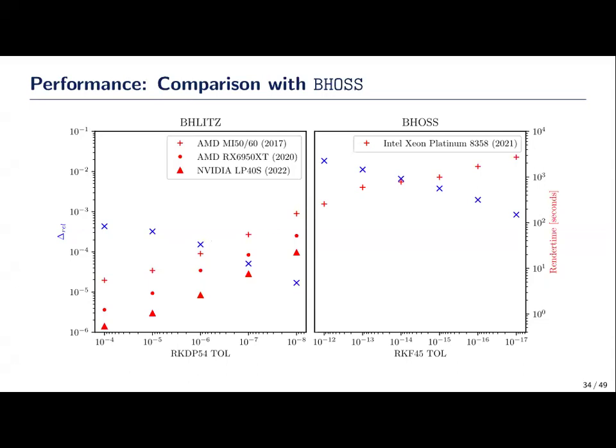Maybe a nice result is the speed up in comparison to the CPUs that we used in this case, Intel Xeon Platinum CPU from 2021. It was difficult to get this plot right because I just realized I need to explain the tolerance parameters. Okay, give me 2 minutes.